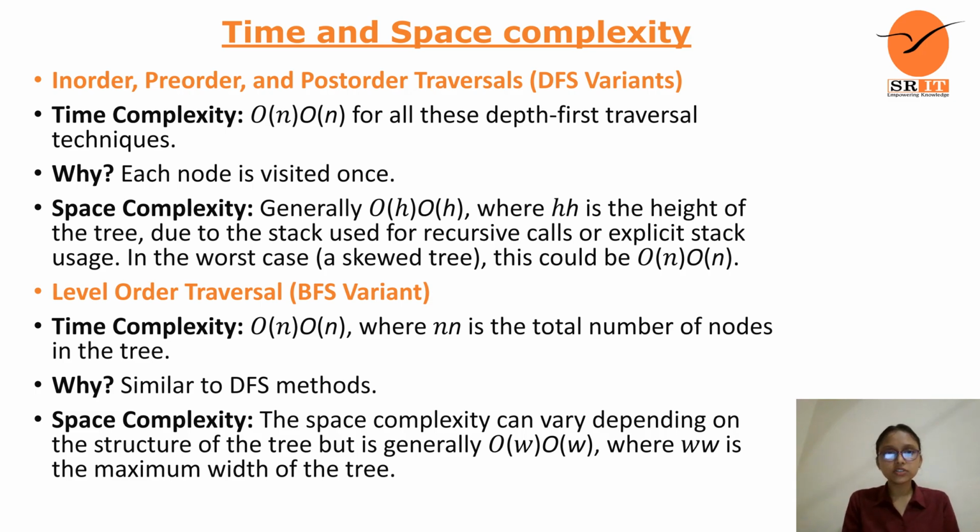Now we have the level order traversal. Time complexity is same, O(n), because it's similar to DFS. Space complexity on the other hand is O(w), where w is the maximum width of the tree.